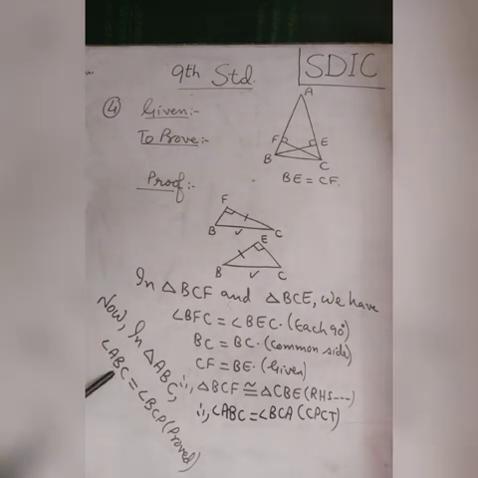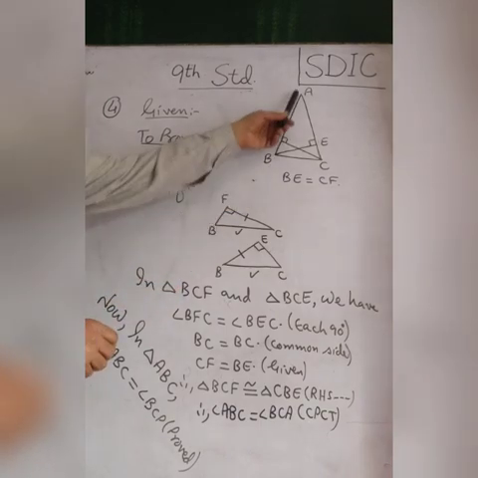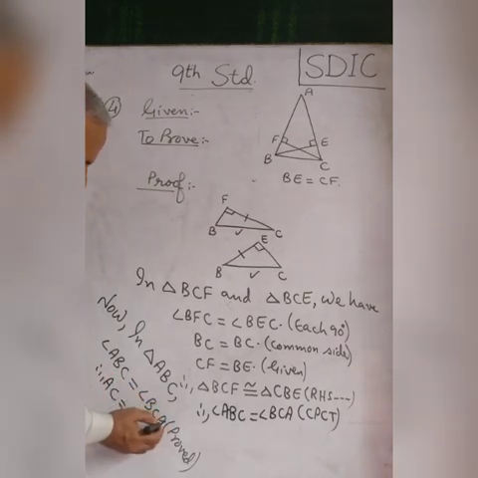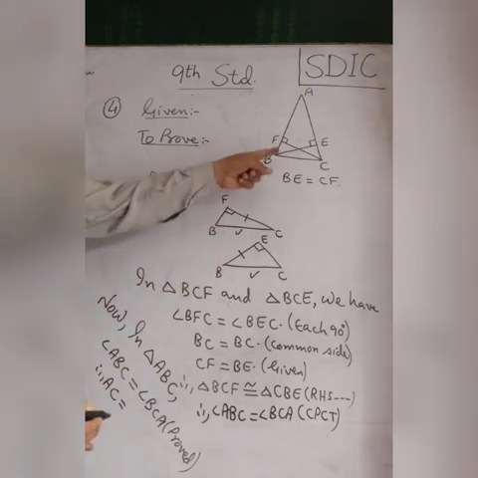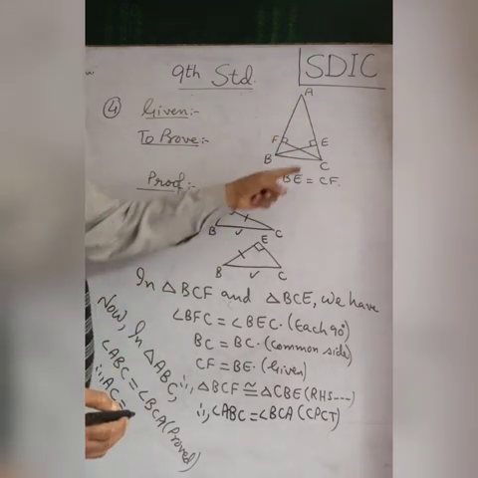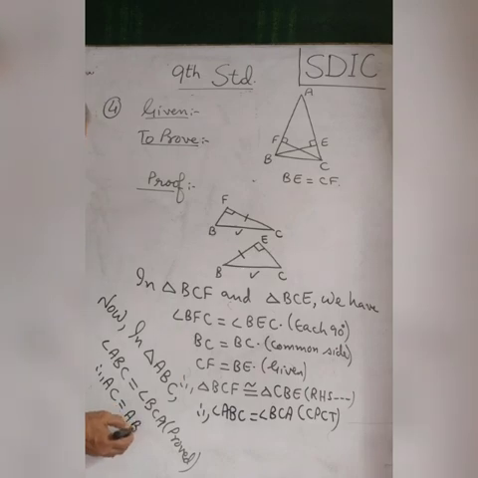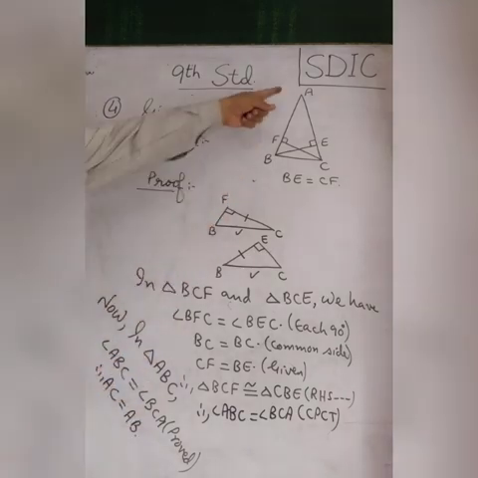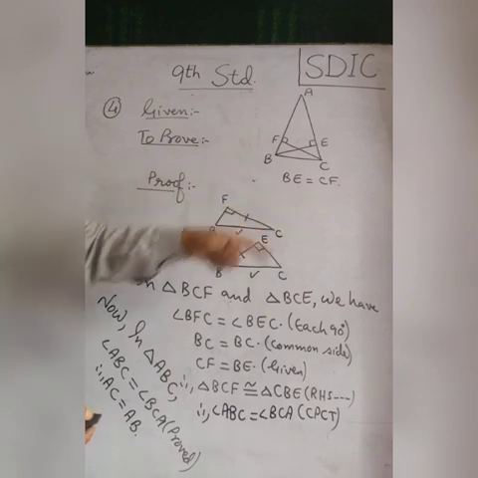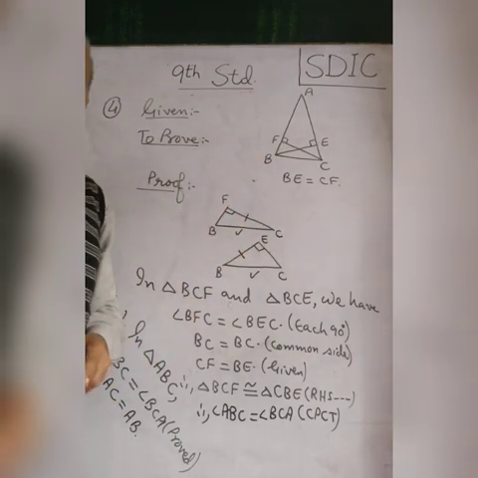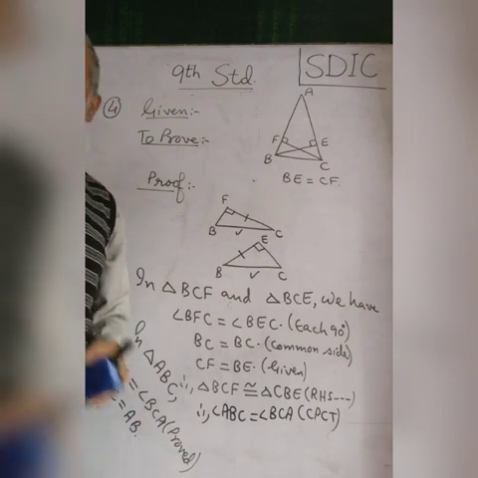Side opposite to angle ABC is AC in that figure. Therefore, AC is equal to side opposite angle BCA. Side opposite angle BCA in that figure is side AB. So we have AC equal to AB. Means two sides of this triangle are equal. Therefore, we conclude that it is an isosceles triangle. That completes the proof of this question.